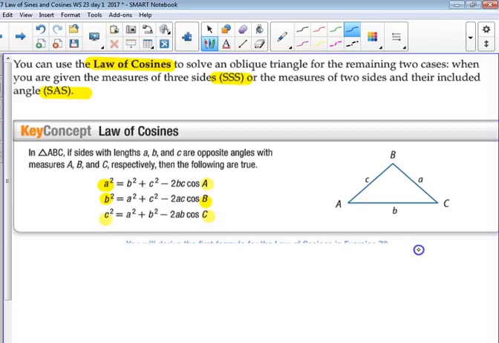Do you need me to make up one more example where it only makes one triangle? No, we're okay? All right.